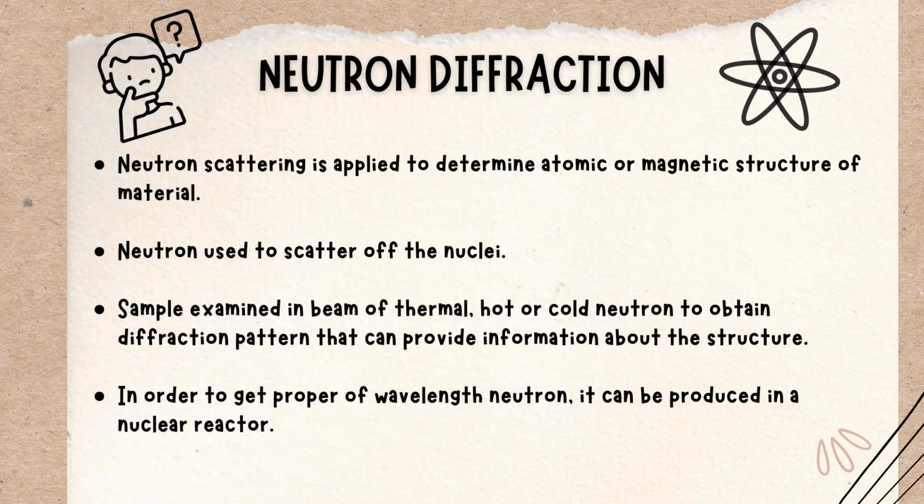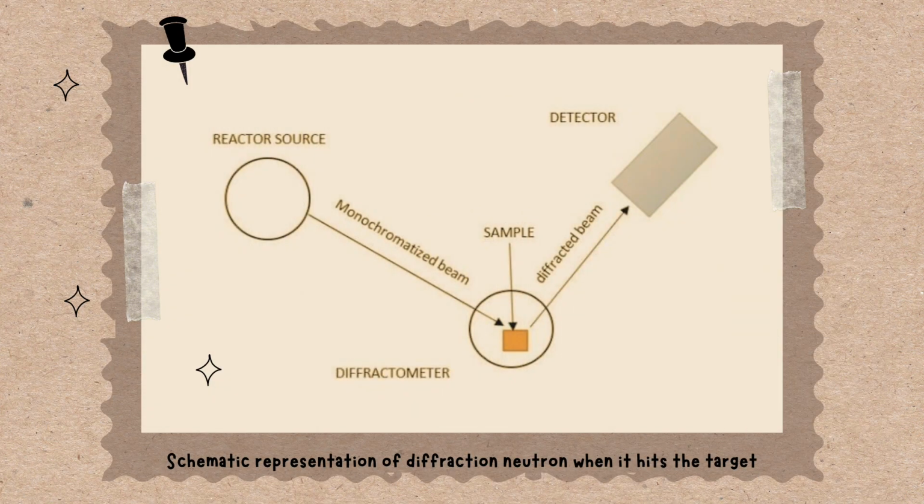What is neutron diffraction? Neutron scattering is applied to determine the atomic or magnetic structure of a material. Neutrons are used to scatter off the nuclei. The sample is examined in a beam of thermal, hot or cold neutrons to obtain a diffraction pattern that can provide information about the structure. In order to get the proper wavelength, neutrons can be produced in a nuclear reactor. This is a schematic representation of neutron diffraction when it hits the target.